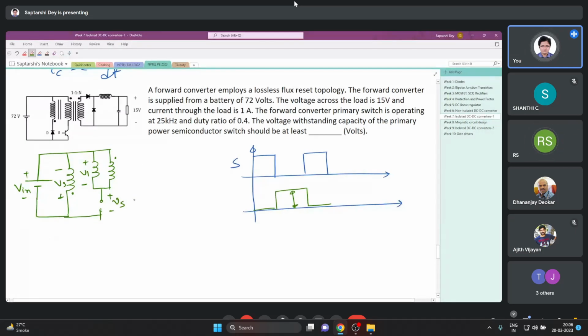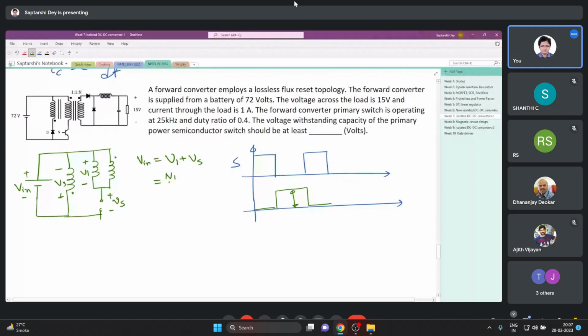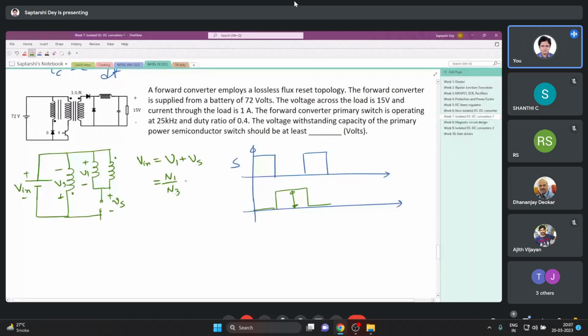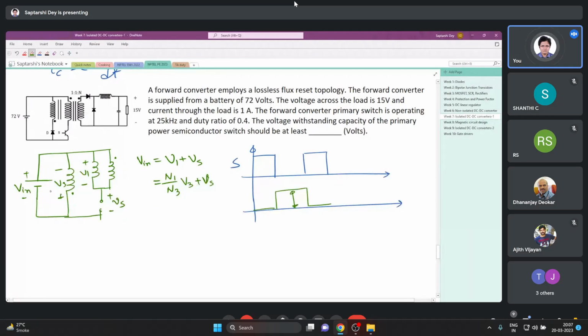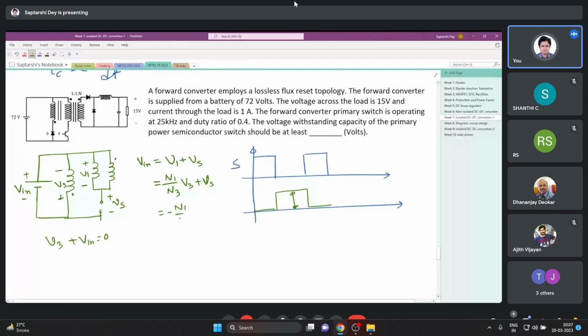Let us write KVL here. So we have Vin equals V1 plus Vs. Since we have put plus on the dot sides only, we can write V1 as N1 by N3 V3 plus Vs. All my small become capital. Okay, V3. Now what is V3? Let us apply KVL here. V3 plus Vin equals 0. So V3 is minus Vin. So minus N1 by N3 Vin plus V switch.